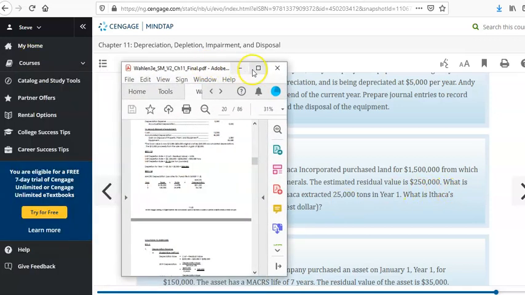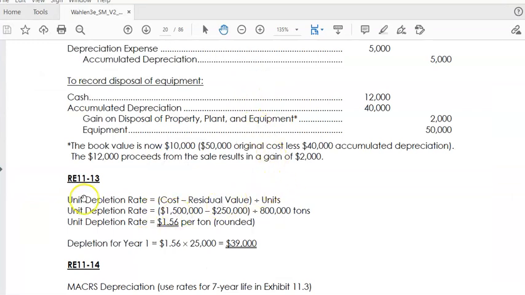Pretty simple stuff. You'll find these ones pretty straightforward. That formula should look really, really familiar to you, right? So it's cost minus residual divided by some measurement. In this example, it's tons of a mineral, right? That could have been almost anything that is measurable. And we get a rate of $1.56 per ton. So what they do then is they calculate every year how many tons were extracted, and they multiply the tons times that rate to get to the answer.